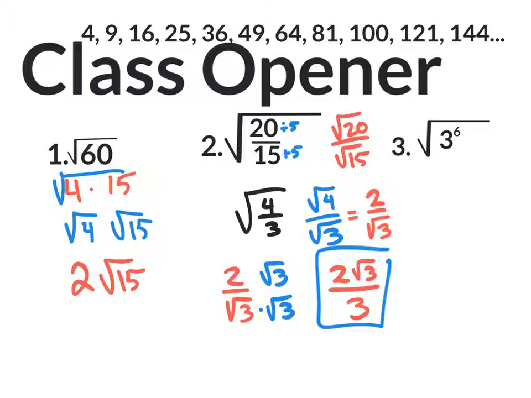Instead of the square root of 3 to the 6, I'm going to write 3 to the 6 to the power of what? Half. And we know that a power to a power, what happens? Multiply them. Power to a power, you multiply from the rules of exponents. So what's your answer? 3 to the third. And what is 3 to the third? That's 27. That's your final answer right there.